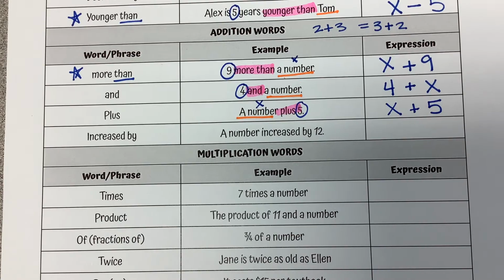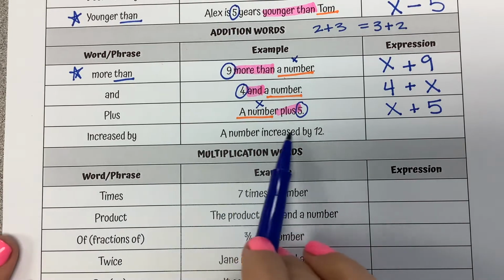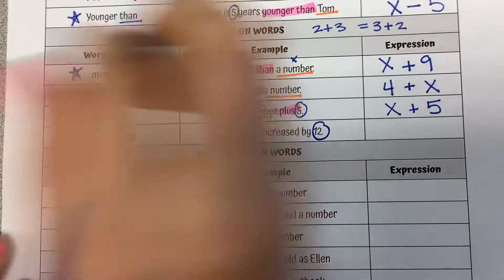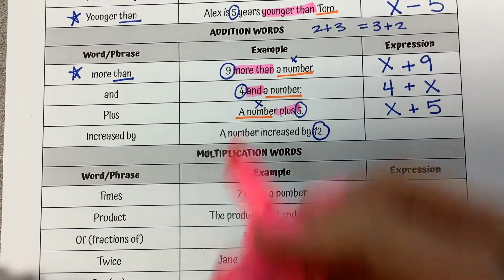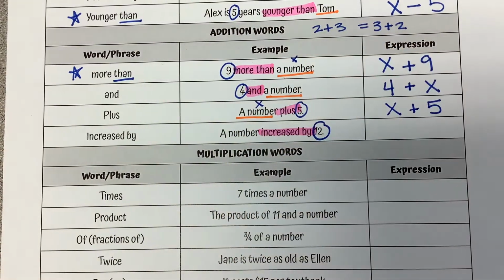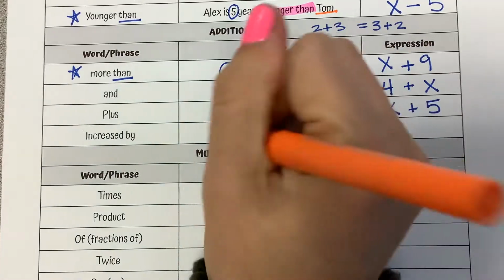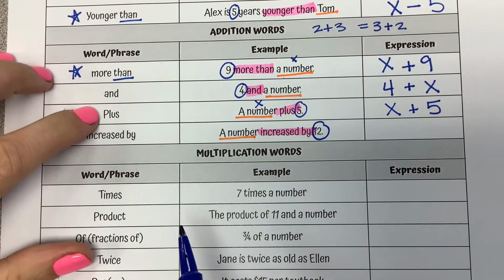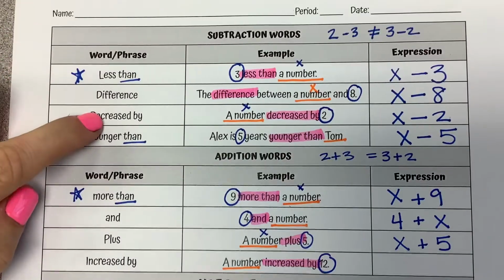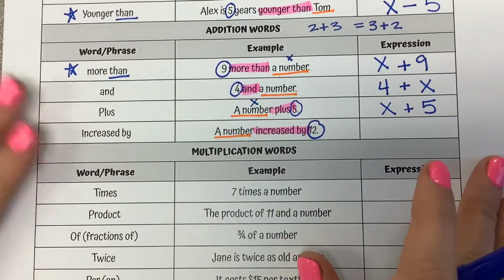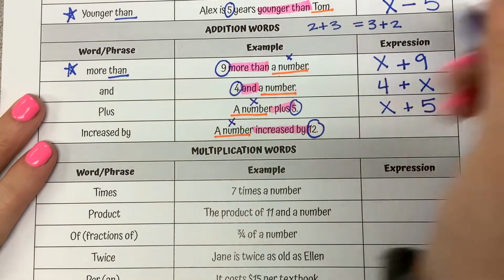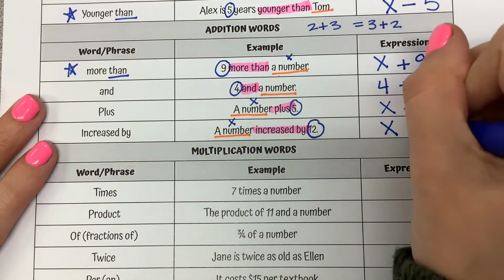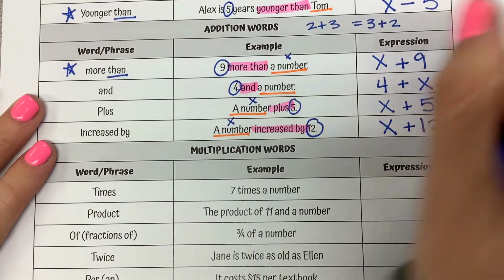And then last one, increased by. So a number increased by 12. Circling my number 12, highlighting the key phrase, increased by, underlining our unknown, a number. Just like and, just like plus, just like decreased by, increased by is just going in the order it's given. So we're given our unknown number first, we're increasing it by, so we're adding 12.